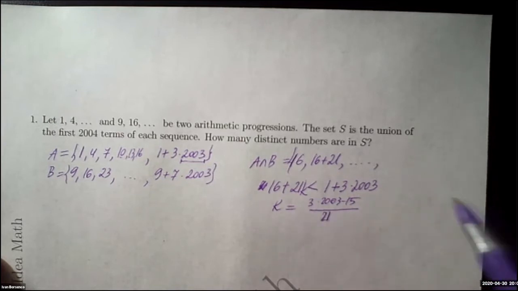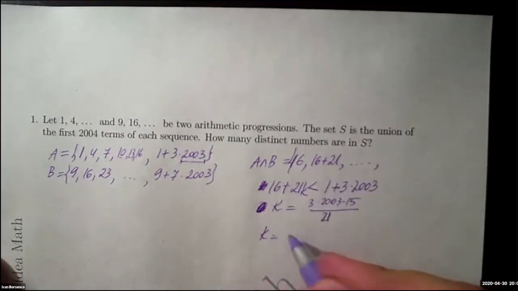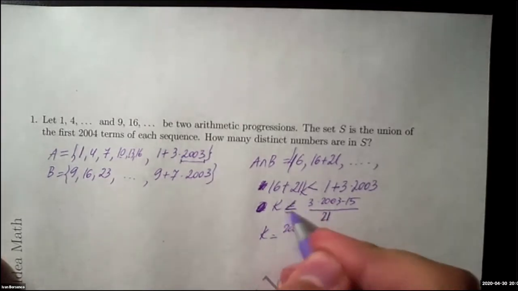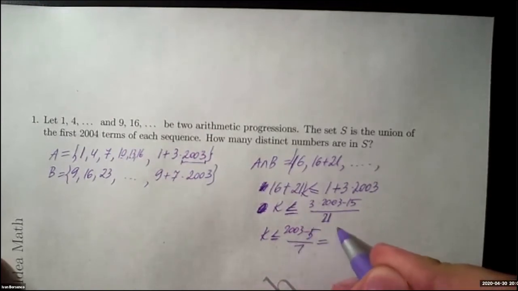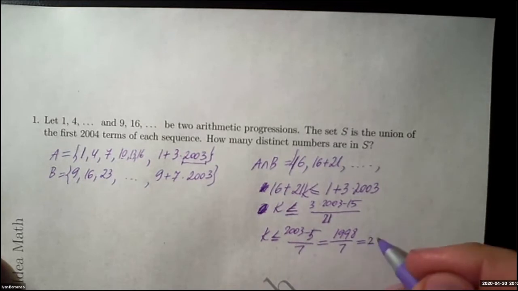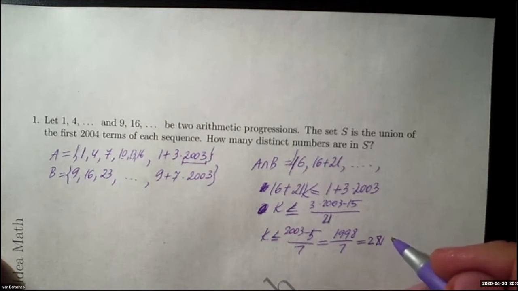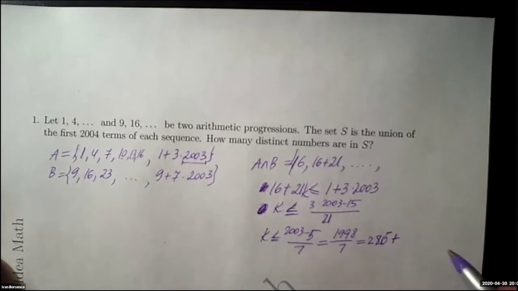Yeah. 21K, K is less than this. So I can factor out 3. So K is less than or equal to 2003 minus 5, divided by 7, which is 1998 divided by 7, which is what? 285? Well, 2002 is a multiple of 7. 280, 285, yeah. 285 and a little bit, some remainder, right? So basically there are 285 repeating numbers, right?